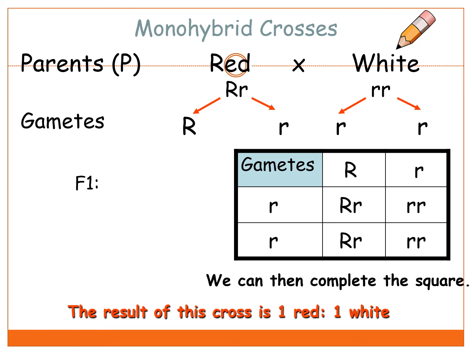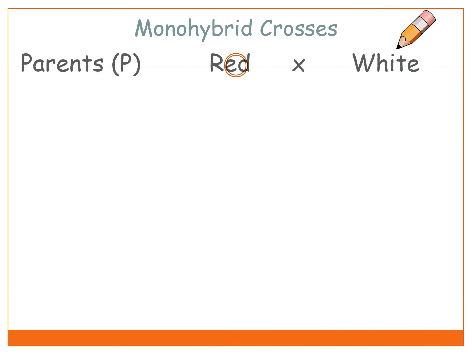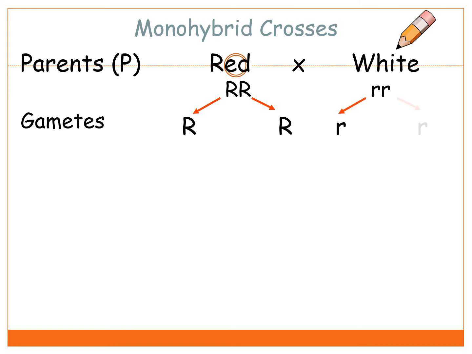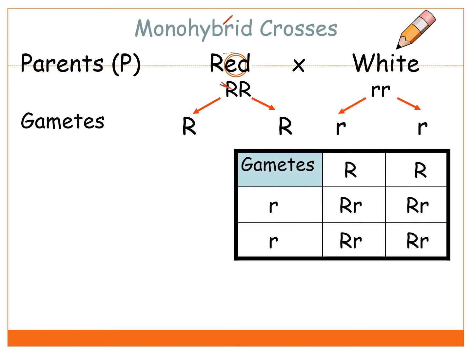Whereas if you cross your homozygous dominant big R with your homozygous recessive little r, your gametes are going to be big R, and little r for white. If you put them in a Punnett square, you're going to get 100% big R, little r, so they're all going to be red. So that is how you can tell the difference. So if it's heterozygous, it's going to be 50-50%, and if it's homozygous, they're all going to be red.